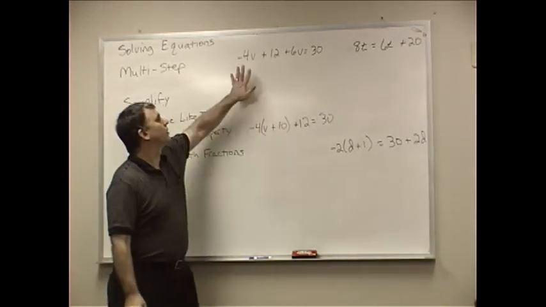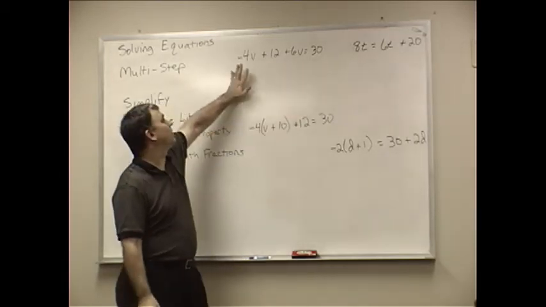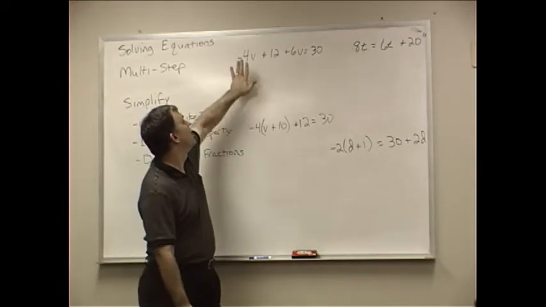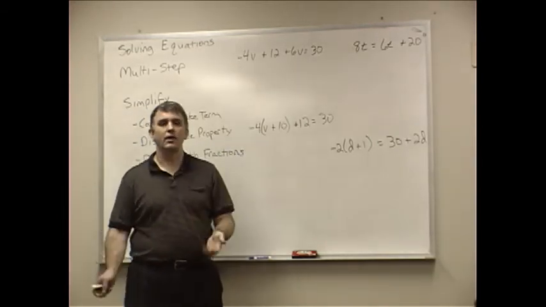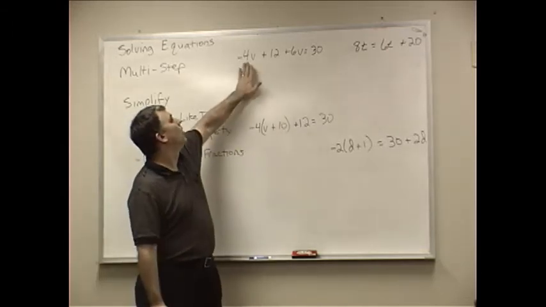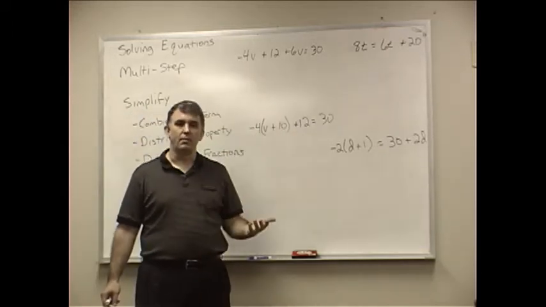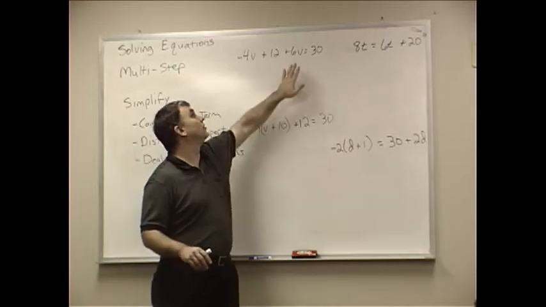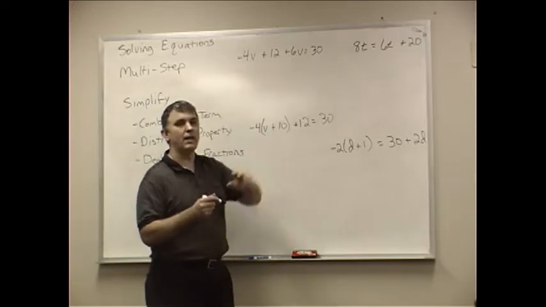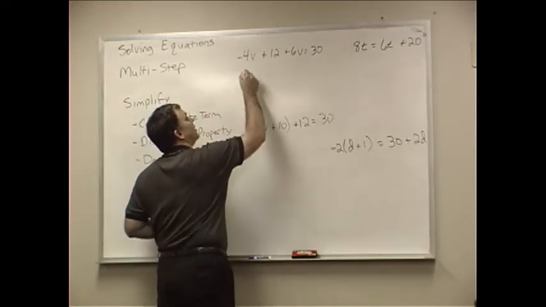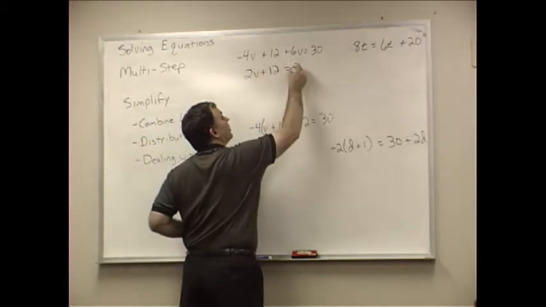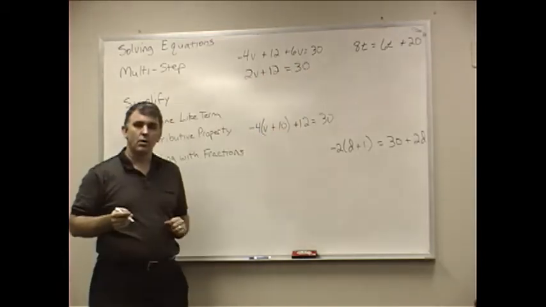All right. The first example I have up here is negative 4v plus 12 plus 6v equals 30. So when you look, you think isolate the variable. Well, the variable's in two spots, isn't it? So what do you do if the variable's in two spots? Well, you can combine like terms. They're on the same side, so that's legal. So negative 4v and 6v, that is 2v plus 12, and that will end up equaling 30.